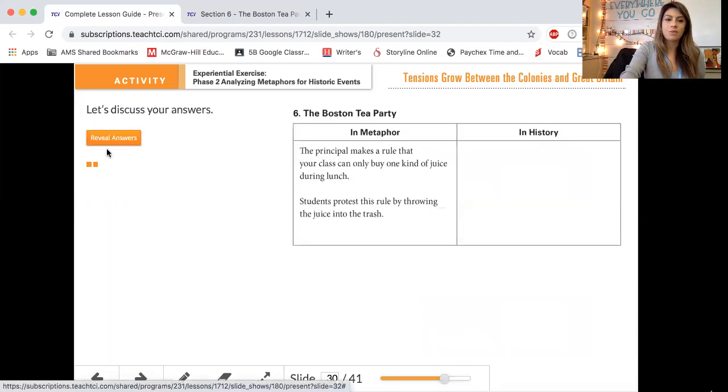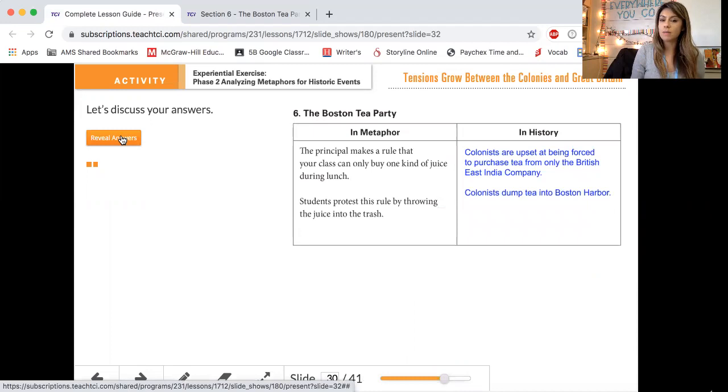All right, let's reveal the answers. For the principal makes a rule that your class can only buy one kind of juice during lunch, this would be represented in the Boston Tea Party, where it says the colonists are upset at being forced to purchase tea from only the British East India Company. So again, your class or the students of the class are the colonists, and they were being forced to purchase tea from only the British East India Company.